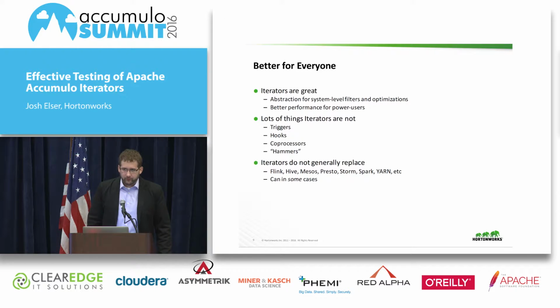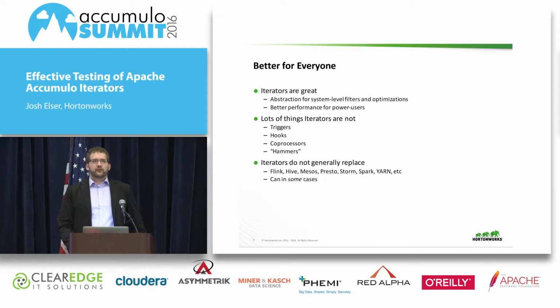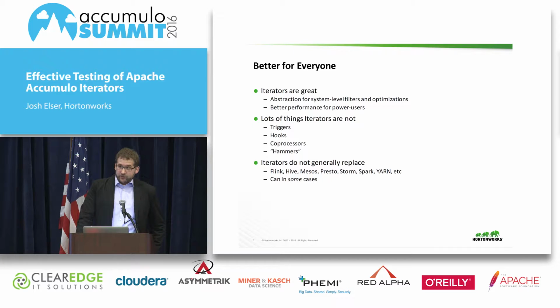It's really important to remember, though, when designing an iterator, that there are a lot of things that they are not. It's kind of the square peg round hole sort of thing. They are not a database trigger, they are not a hook, and they are definitely not coprocessors as described in the Bigtable paper. And I would highly recommend against trying to make them do that. They may appear to be doing something like that, but long term it's really not a good idea.